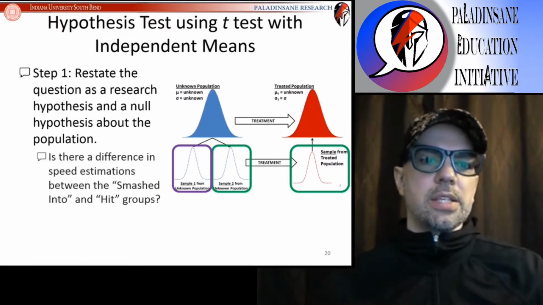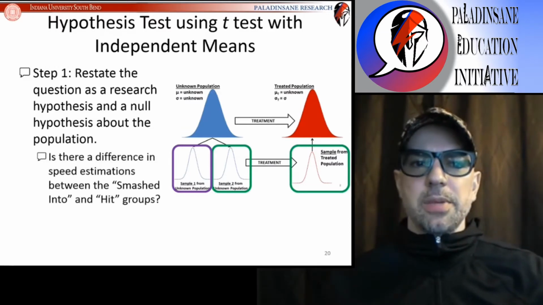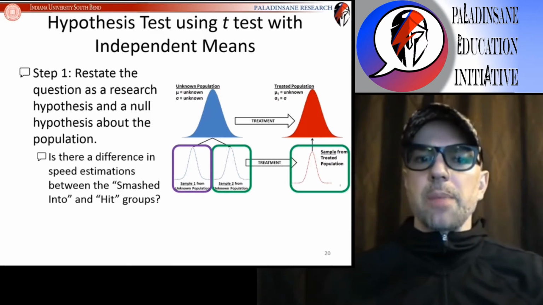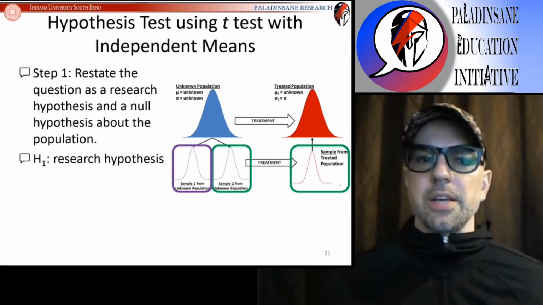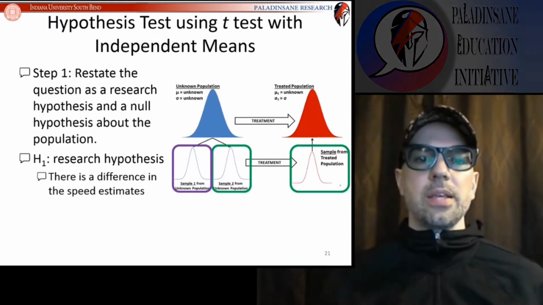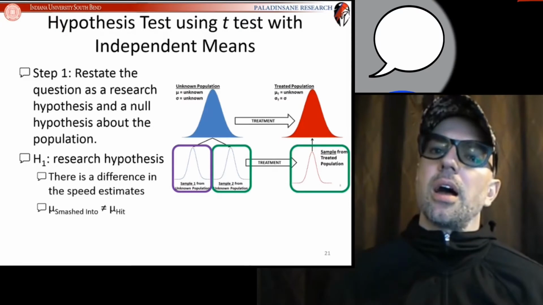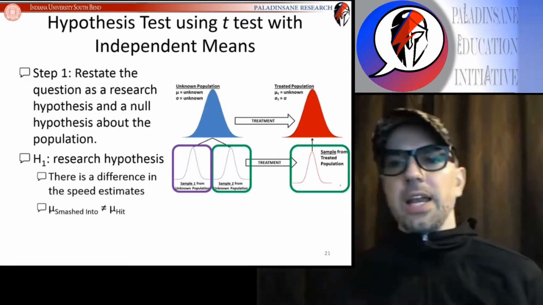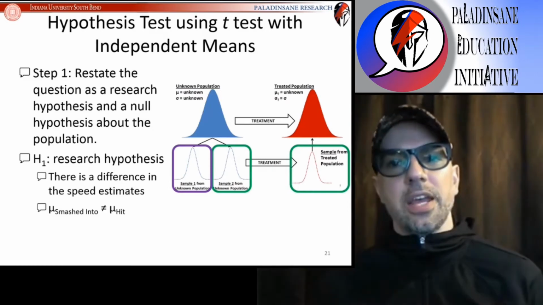So we want to know, is there a difference in speed estimates between the smashed into group and the hit groups? So your research hypothesis is that there is a difference. There is an effect. The treatment does make a difference. So we write this as the mean speed estimate for the smashed into group does not equal the mean speed estimate for the hit group.